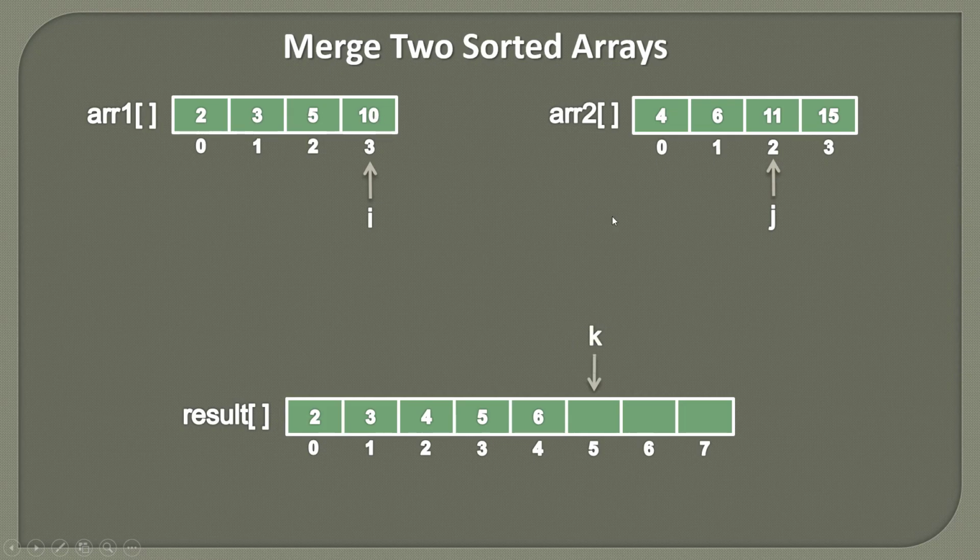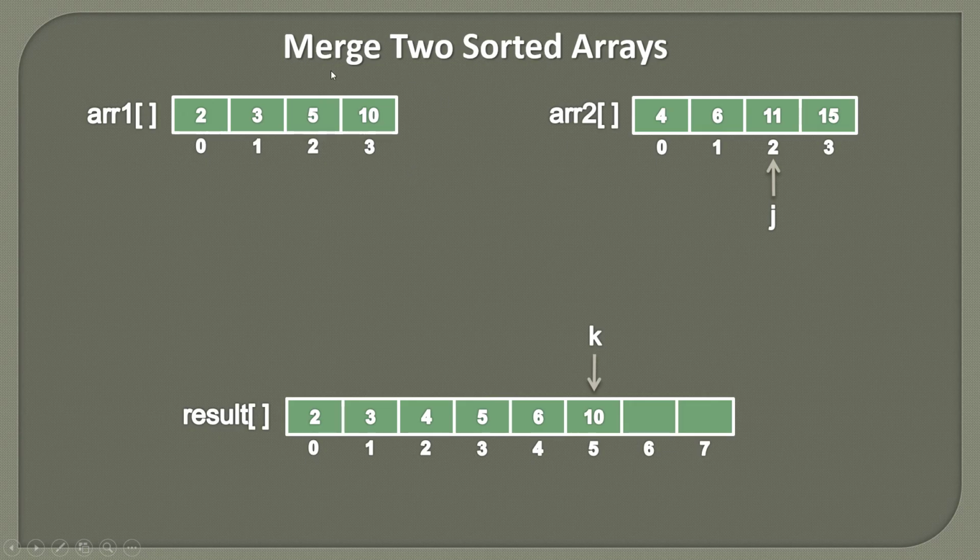Now we'll compare 10 with 11. So here you can see 10 is less than 11. So value 10 will be updated here. We'll increment I by 1. So here you can see, now as we are incrementing I by 1, I will be crossing the boundaries of array 1.